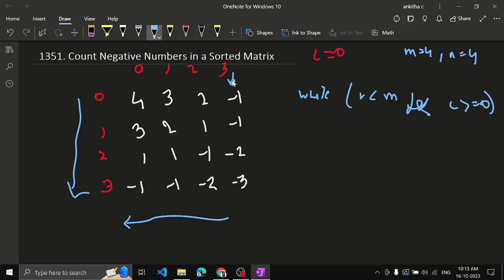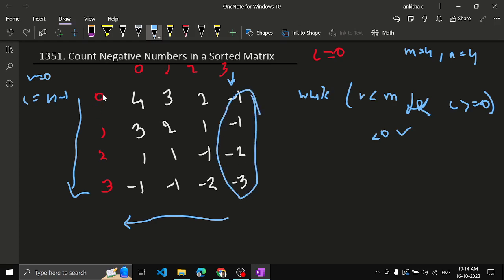Until this condition is satisfied, first check in the first row, last column. Initialize row equal to 0, column equal to n minus 1. So why are we doing this? You'll get to know why we start from the last column but first row. You check whether the number at this position is negative or not. Is it less than 0? Yes, it is. If this is less than 0, then one thing we can confirm: the elements in this column will all be negative only.